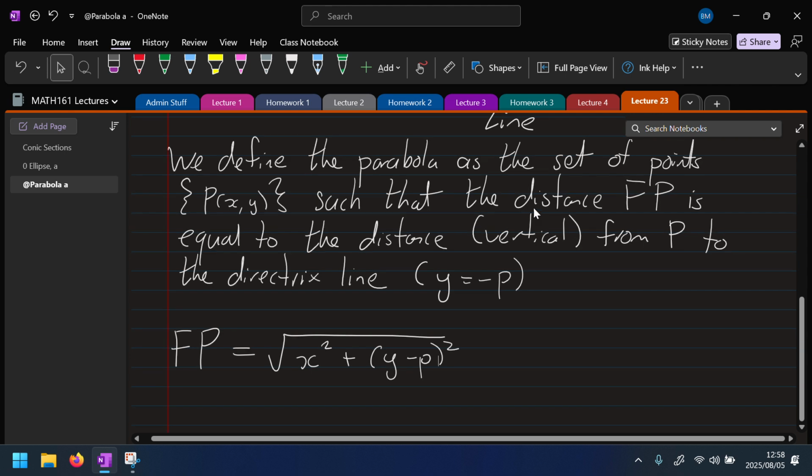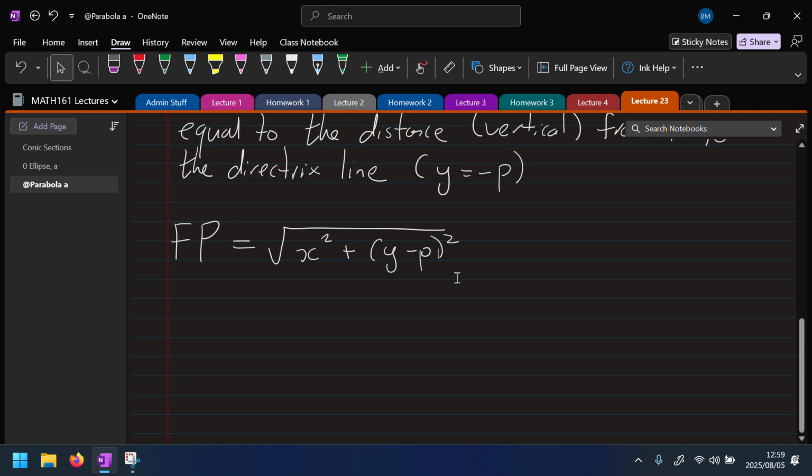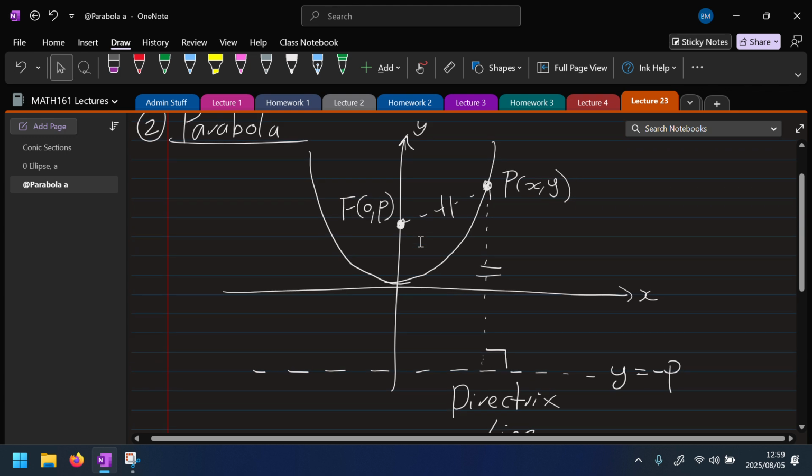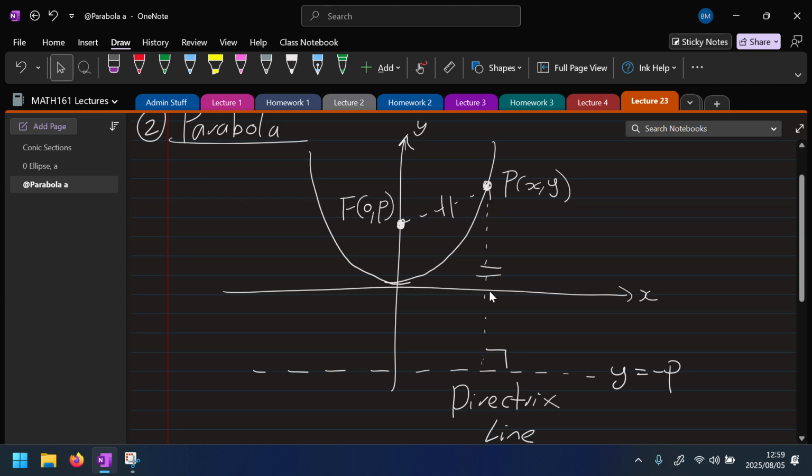Okay, so what does this mean? The distance FP is equal to the vertical distance from P to the directrix line. Let's write that out. So that will be FP must be equal to the vertical distance. So what will that be? So from P down to the x-axis, what is that distance? Y. Yeah. And then from the x-axis down to this line, what is that distance?